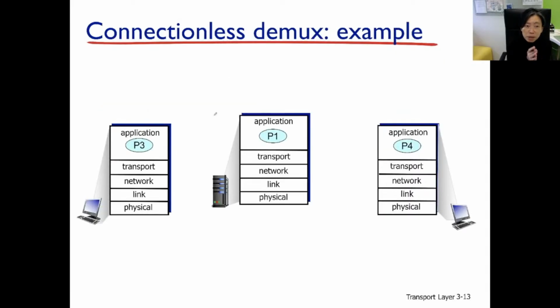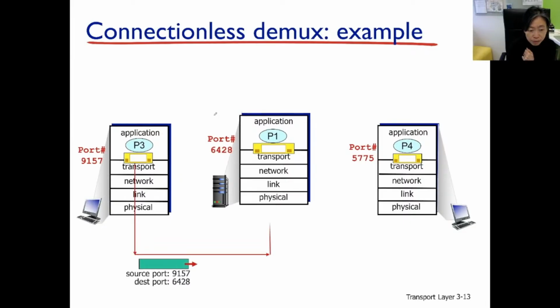So here's an example of connectionless demultiplexing. Port 9157 is where P3 is sitting, so that's one of the clients. Port 5775 is where process P4 is sitting, so that's another client. The server in the middle opens up a port number 6428, and P1 there is the server process. It's waiting for requests to come in. So we see here a service request message being generated from P3 and intended for P1. You will see the source port number being 9157 and the destination port number being the server's port number, 6428.